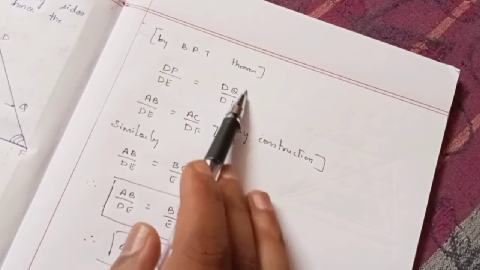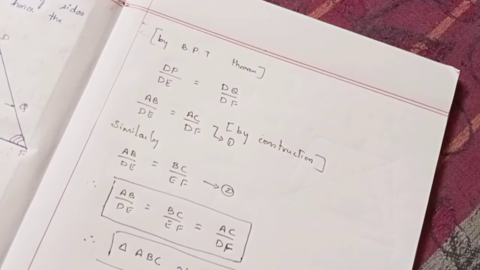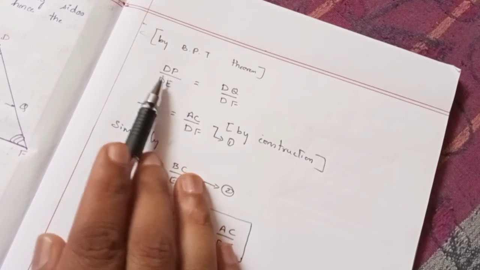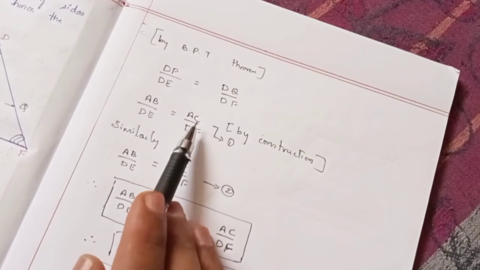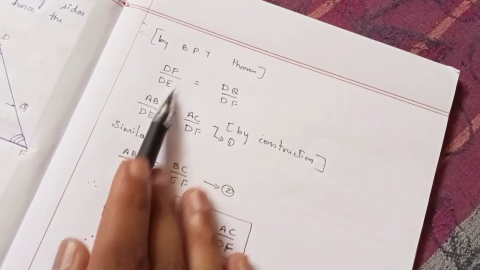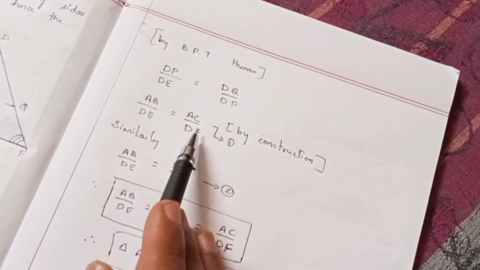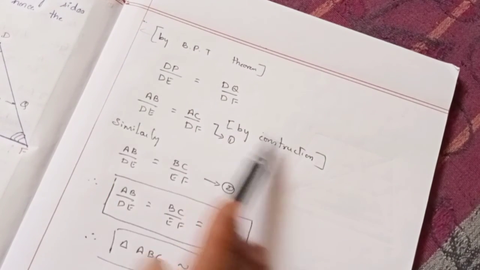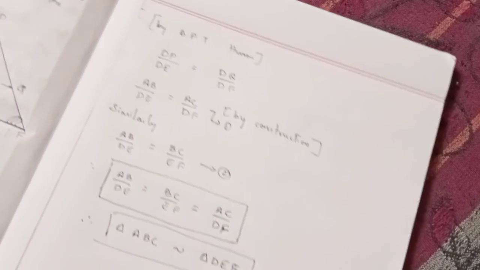Now, I am proving only two sides are having the same ratio, but I need to prove three sides are having the same ratio. Instead of DP, we know that it is equal to AB. DQ is already equal to AC. So instead of writing DP, I can write AB by DE, and instead of writing DQ, I can write AC. So this is by construction. Why? Because in the construction we have proved DP is equal to AB, DQ is equal to AC.